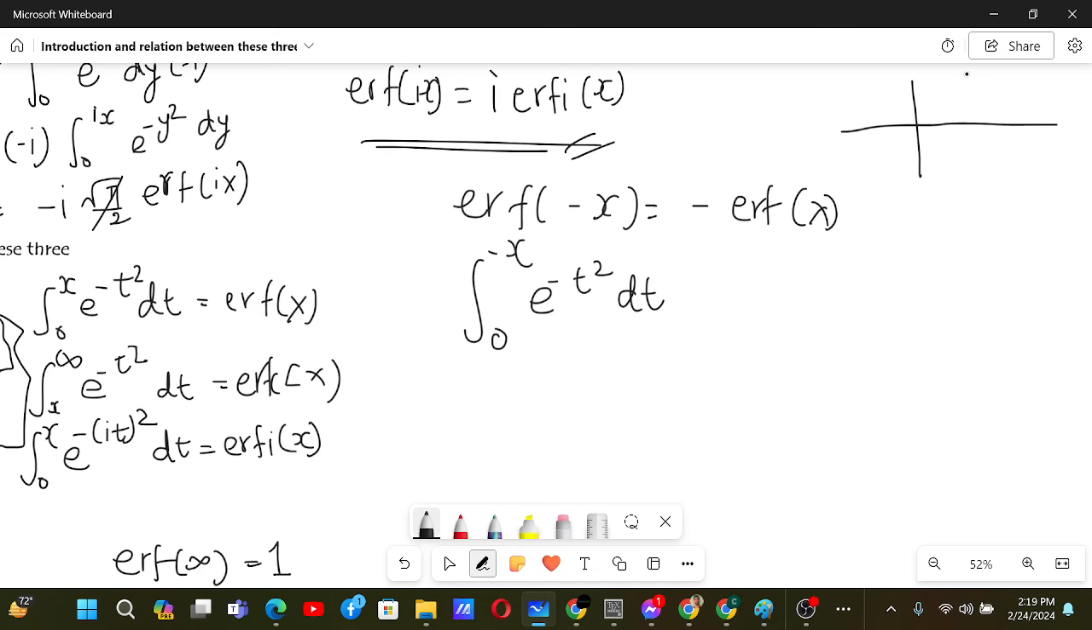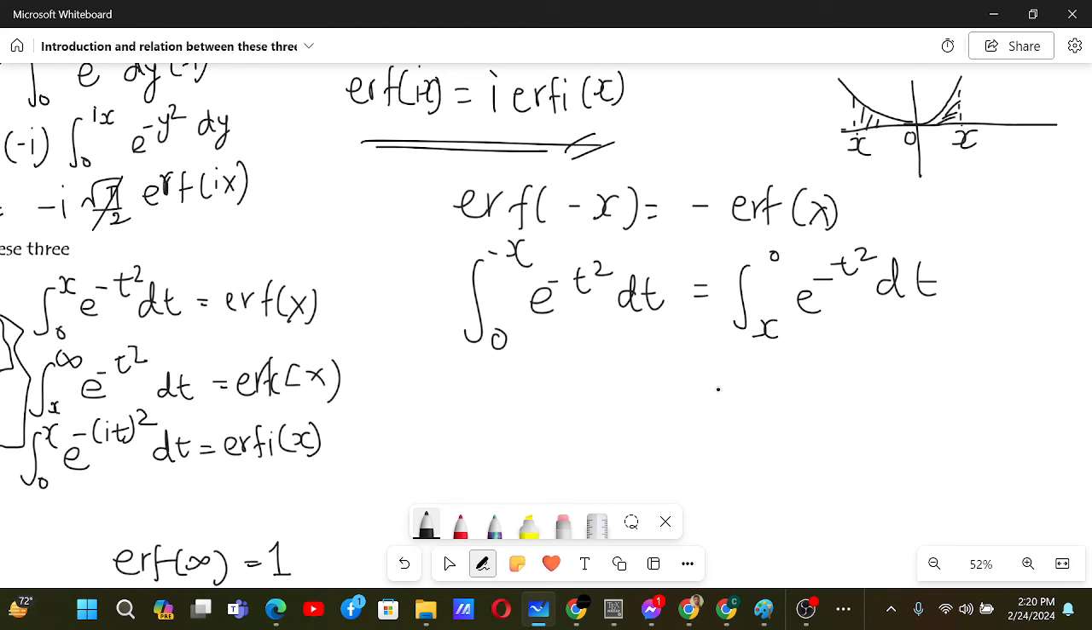since this is an even function, what can we do? Is this an even function? Yeah, this is. Now its graph will be something like this. Its area from x to 0 and 0 to x will both be equal, because it's an even function. That's why we can say that this is actually equal to the integral from x to 0 of e to the power minus t squared dt.